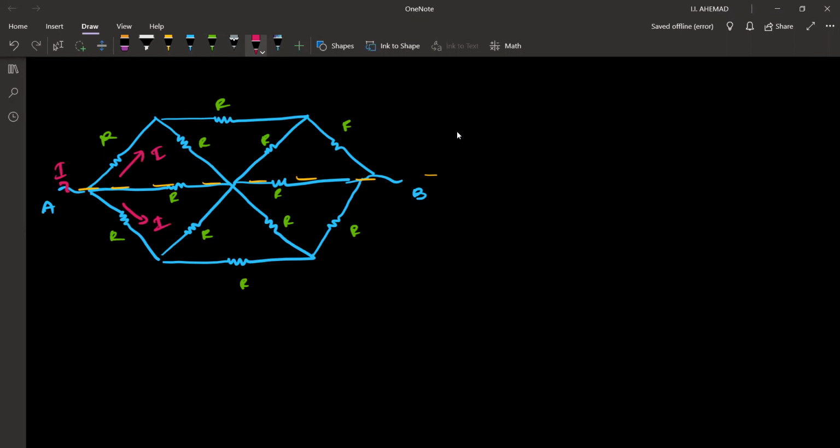So if current flow is equal, what can you tell about the potential drop? This potential drop is V. This potential drop also will be V. So the potential over here will be same. And if I check the potential at these 2 points, it also will be same. So can I bring them closer? Can I fold this?